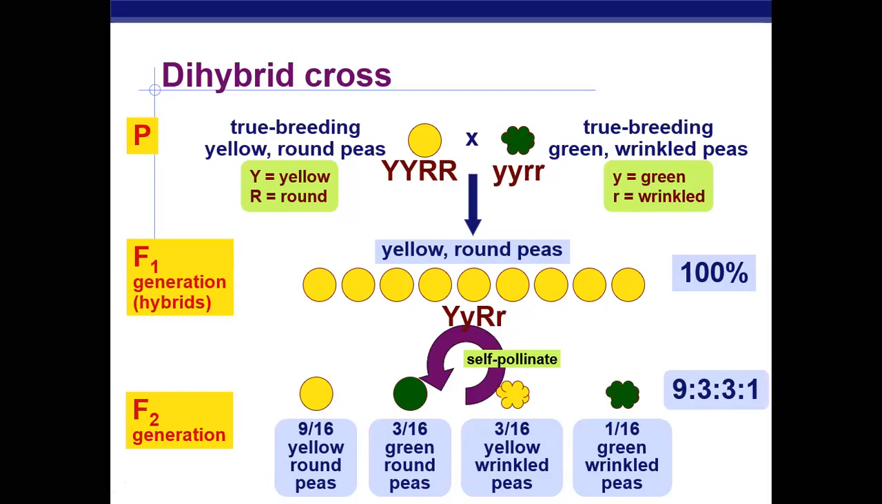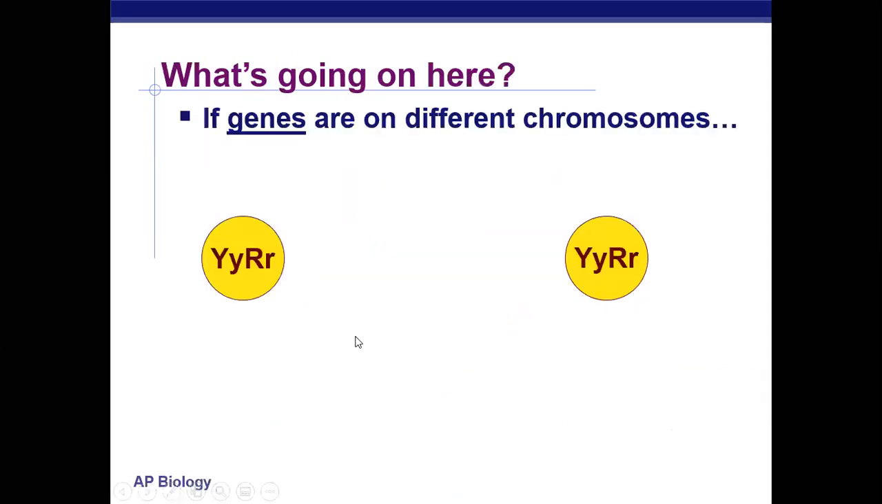This ratio is true for two traits that are true breeding dominant and true breeding recessive from the parents. So this is a true ratio for two traits. Remember, it's 3 to 1 for one trait. For two traits, it's 9, 3, 3, 1. So what's going on here?